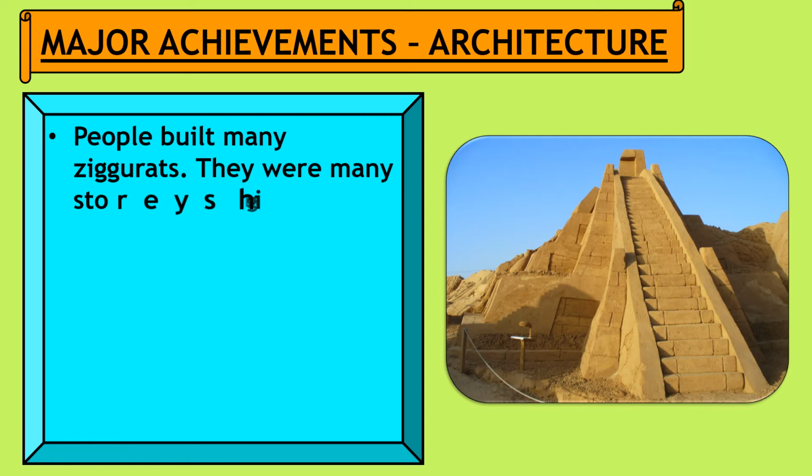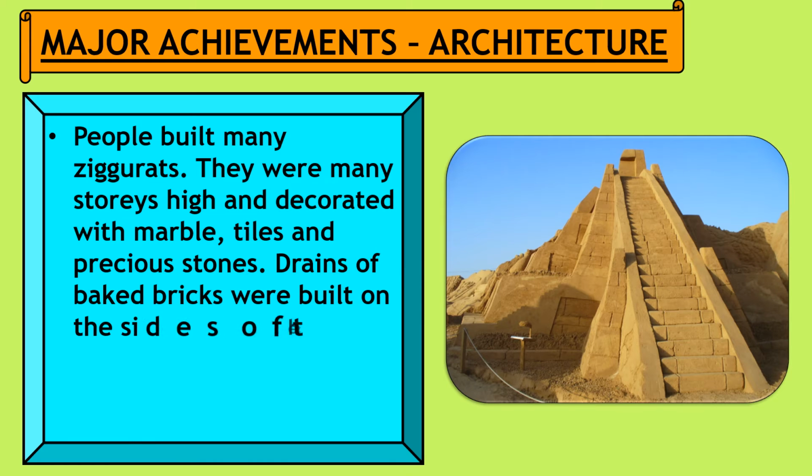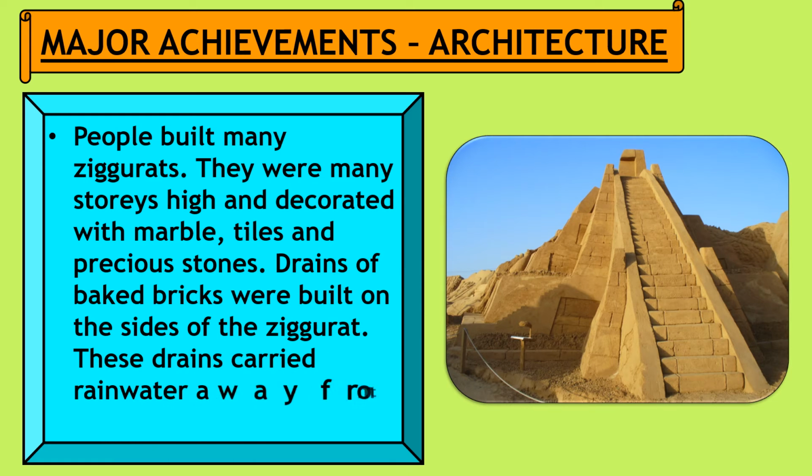People built many ziggurats. They were many stories high and decorated with marble, tiles, and precious stones. Drains of baked bricks were built on the sides of the ziggurat. These drains carried rainwater away from the ziggurat.